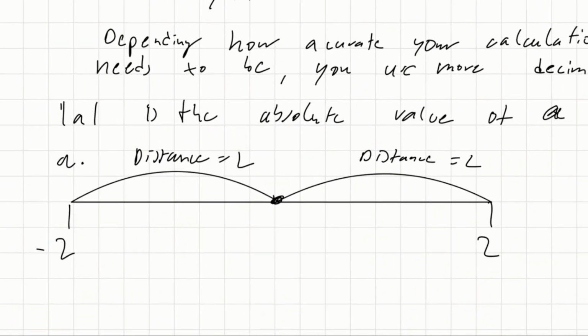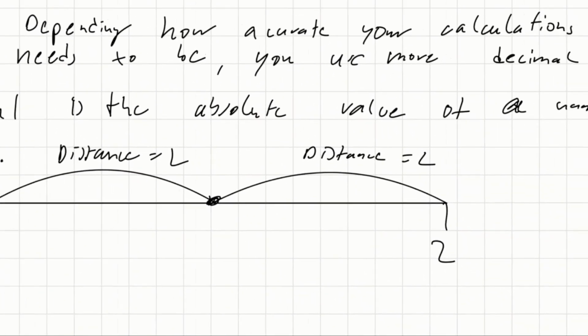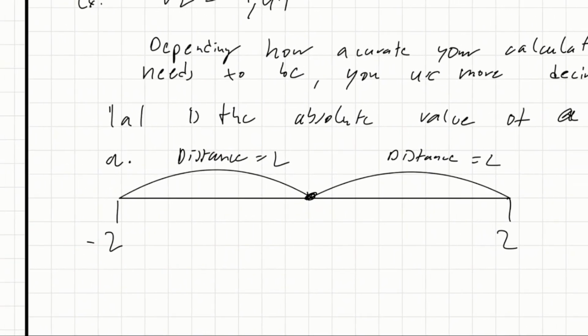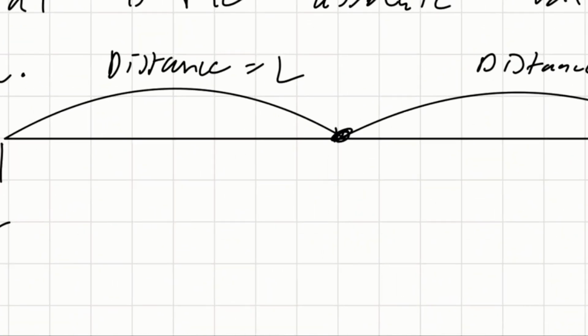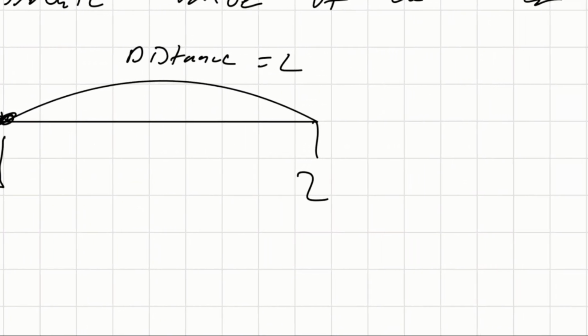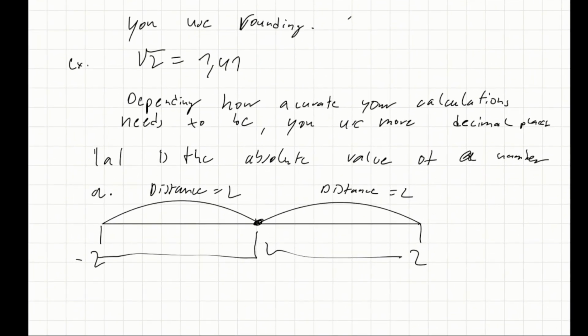We define |a| as an absolute value. So this here is the absolute value of a number a. What we're going to do is look at the distance from a number a to 0. For example, from -2 to 0, the distance is 2. From 2 to 0, the distance is 2. Therefore, the absolute value of -2 is 2, and the absolute value of 2 is 2.